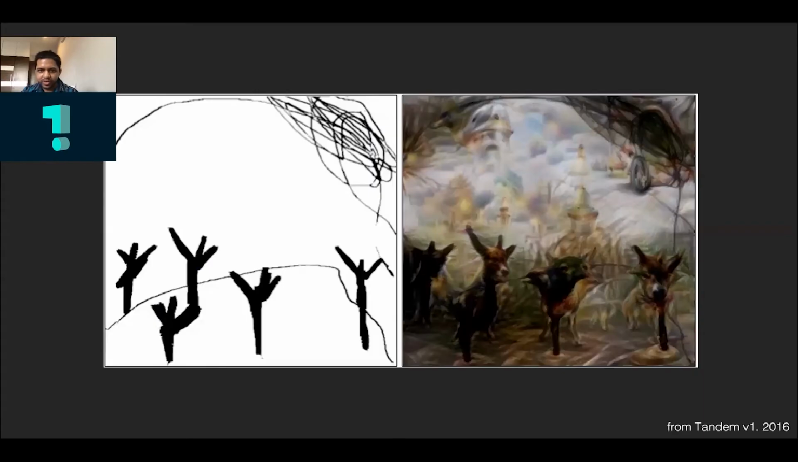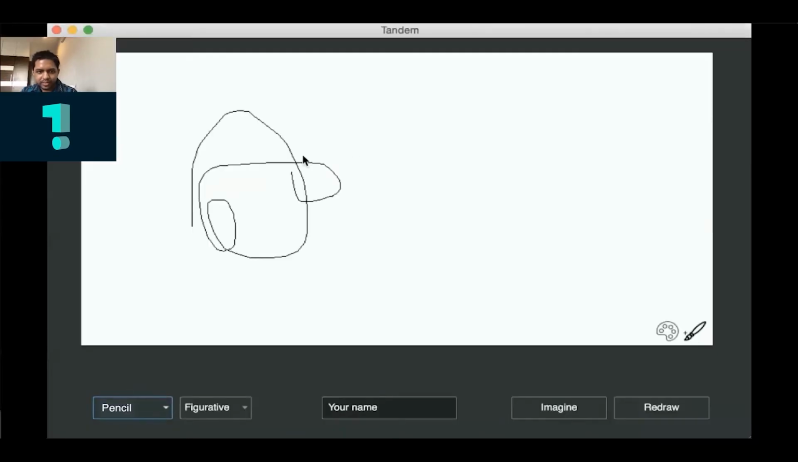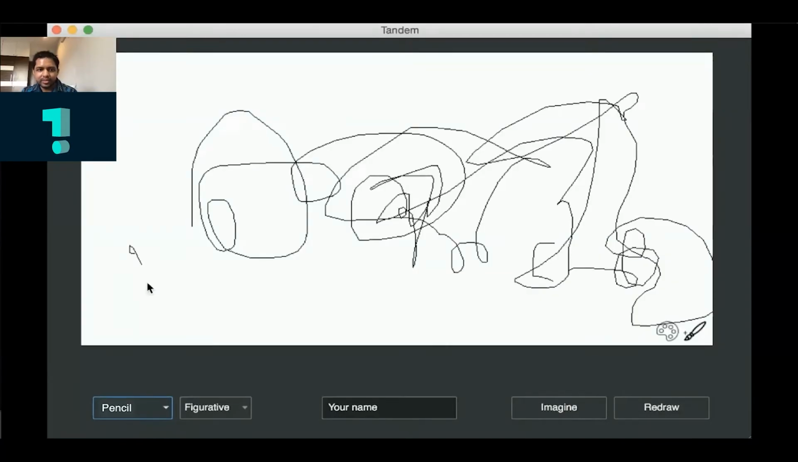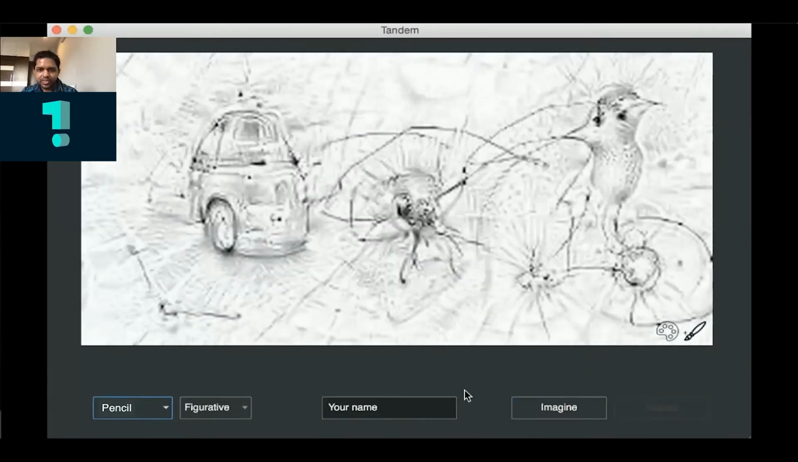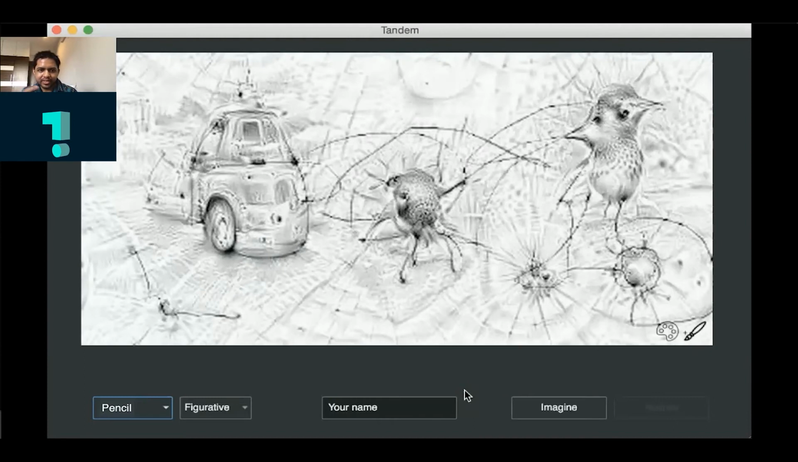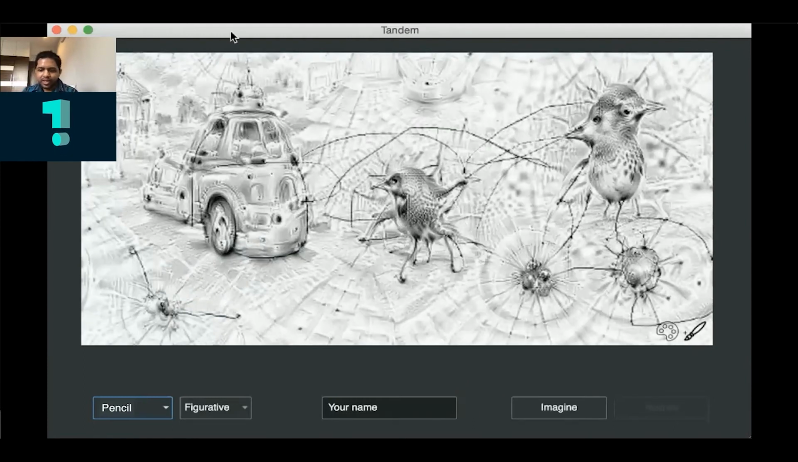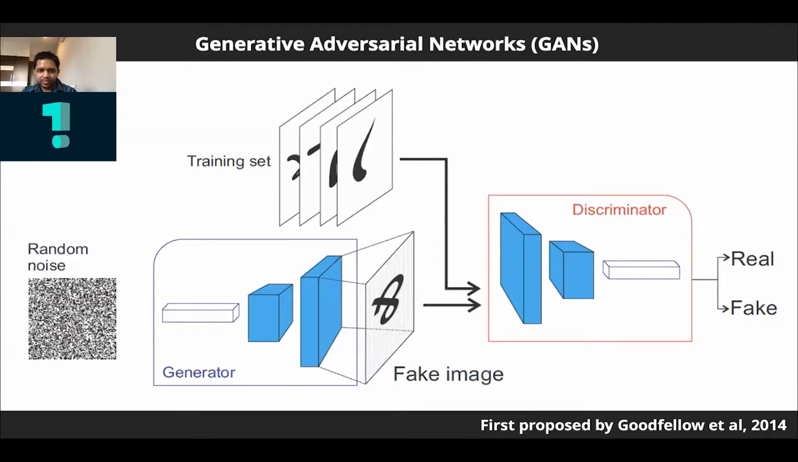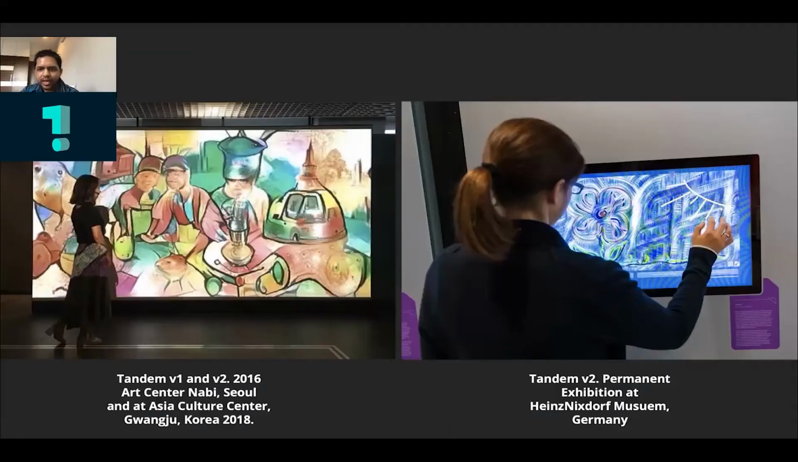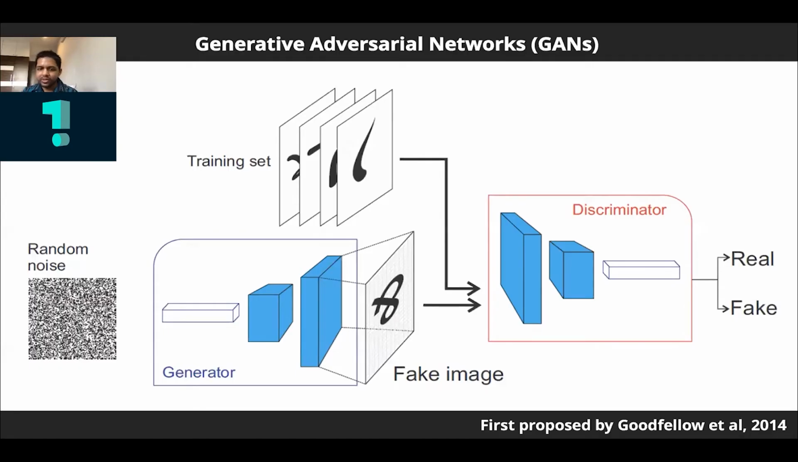And this image we've already discussed, and this is just a screen capture of Tandem in progress. So just random scribbles are interpreted as cars and birds and whatnot. So really forming that continuum between the human and the machine artist. And Tandem, I've had the opportunity to exhibit at a few places, and it's really interesting to always see people play with machine learning in such an approachable form.